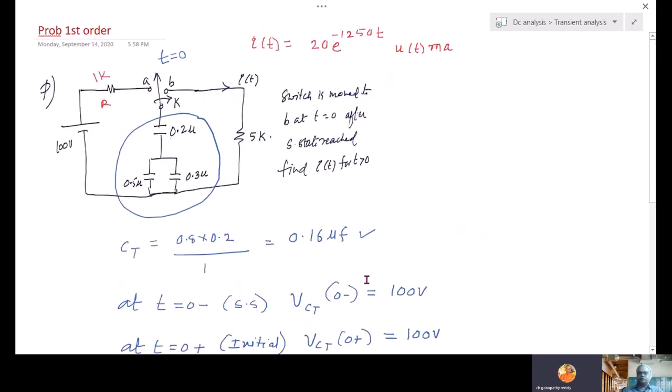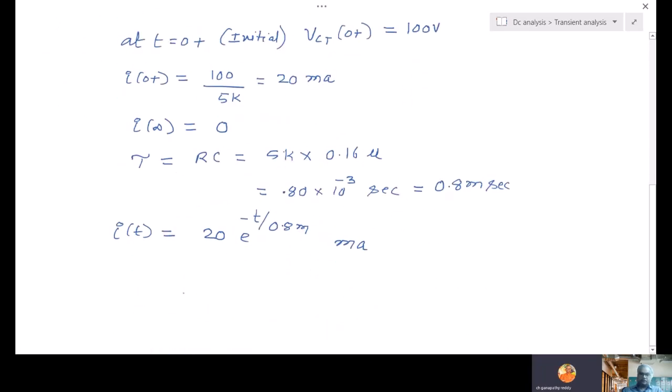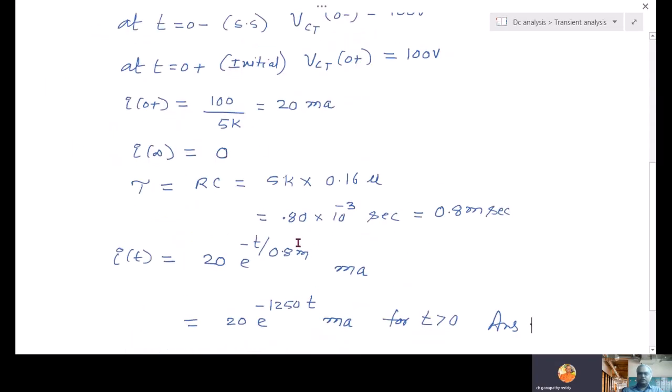Milliamps. So when you simplify, you will get 1250. This is 20 e power minus 1250 t milliamps. This is valid for t greater than 0. So you can also multiply it with u of t, or we can write t greater than 0. This is the answer. So we got the same answer. So capacitor charging and capacitor discharging, we are understanding with this problem.